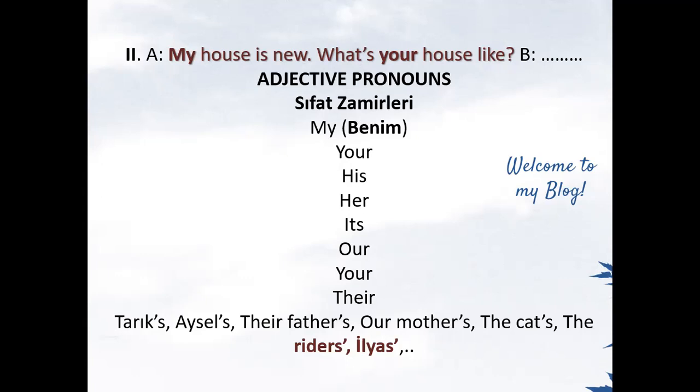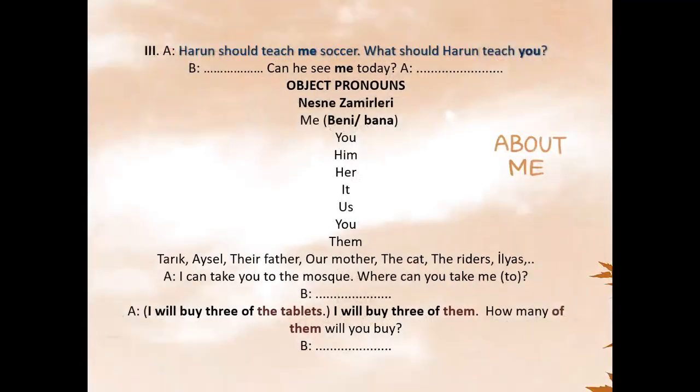Okay. For example, what does the image say? Welcome to my blog. Welcome to my lesson, for example, a class. Welcome to my online class. Okay. So this is column 2 about adjective pronouns. Let's see the next, the third column. Roman number 3 is object pronouns.